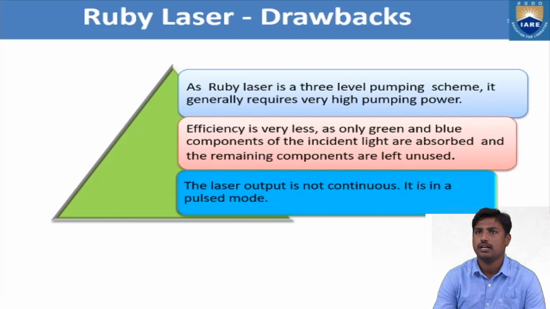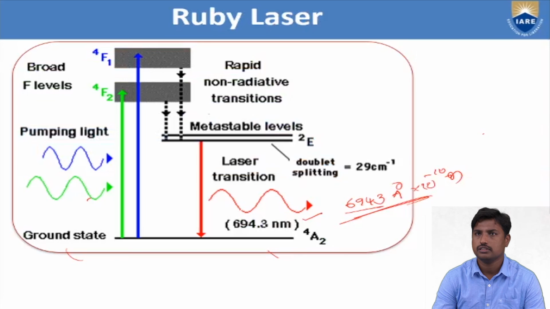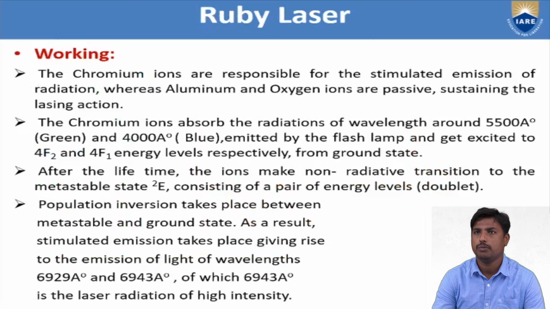These are the main drawbacks of the ruby laser. It is a 3-level pumping source, so high pumping power is required. Efficiency is very low, because out of all the colors only green and blue are absorbed by the particles and used for the laser transition. The remaining are unused. The laser output is not continuous; it is a pulsed mode. These are the main drawbacks, and the applications are the uses. How much wavelength is produced here? 6943 angstroms. And this is about the ruby laser.